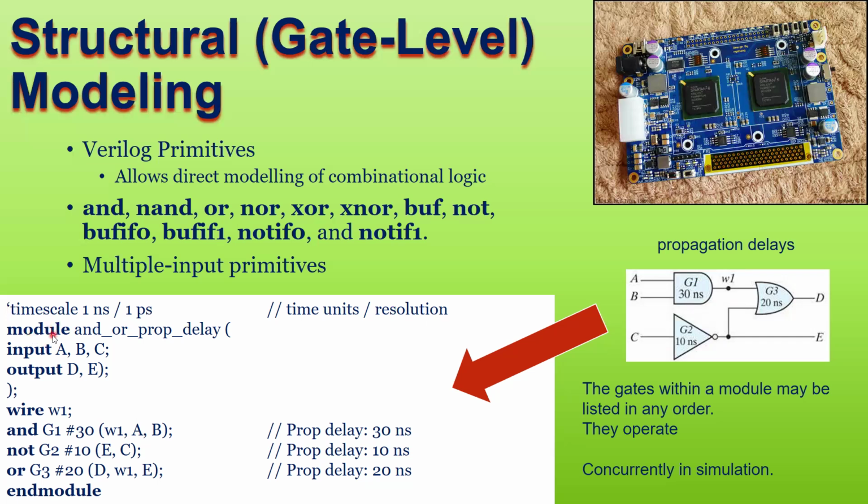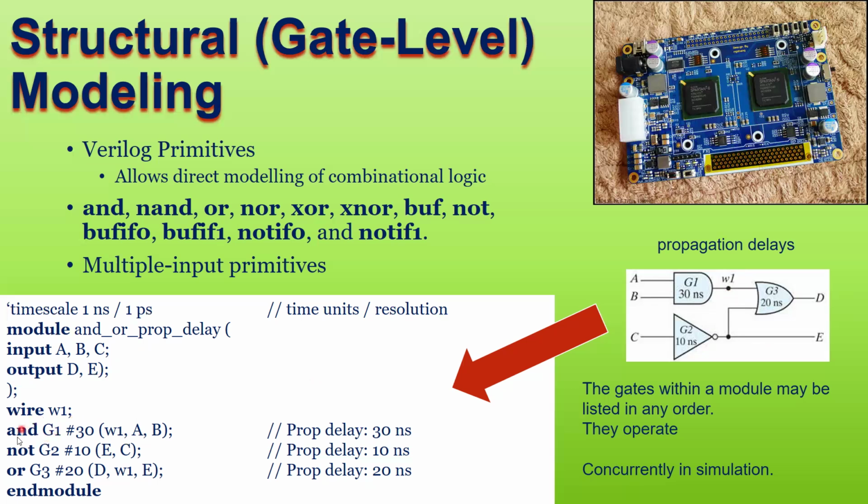Then I will start with module, and the name of my module is and_or_propagation_delay. I can give any name, for example simple circuit, or and-or logic, whatever. Then I use the two parentheses, opening and closing, followed by the semicolon, and in between I will define the input and the output. Inputs of my circuit are A, B, C, outputs are D and E. Then I close with the semicolon. Obviously I have one internal connection, so I will write wire W1.